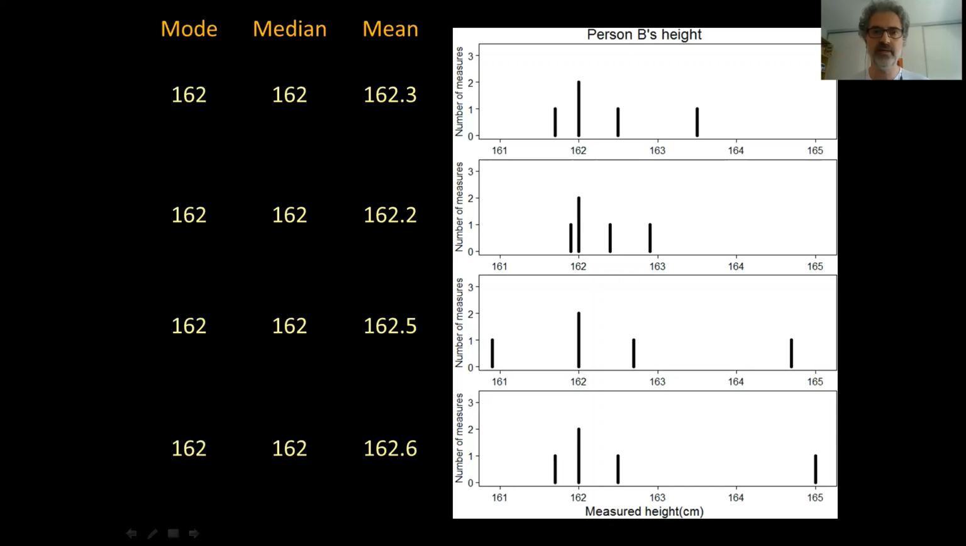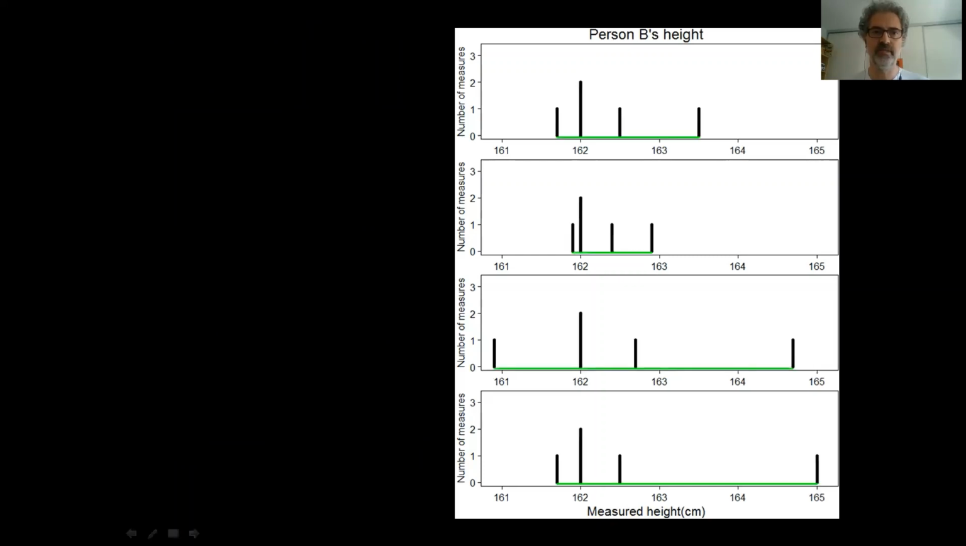So the interesting question now is, what happens to the dispersion, to our indices of dispersion? The first and simplest approach is to calculate the ranges. As you can see, these green lines here. So the range of the original data was 1.8 centimeters. The range of the second set, the more condensed set, is 1. The range of the expanded set is 3.8. And the range of the set with the one outlier is 3.3. So the range simply expresses the difference between the smallest and the largest value.